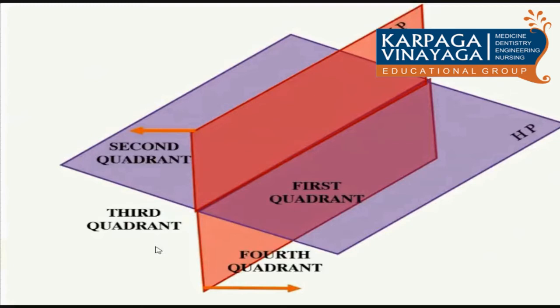When the object is kept in the first quadrant, only the vertical plane is visible. The horizontal plane is not visible because it is the top view. The invisible plane is rotated clockwise 90 degrees. After rotating clockwise 90 degrees, both the planes are visible. Similarly for the second, third, and fourth quadrants, whichever plane is not visible is rotated clockwise 90 degrees.